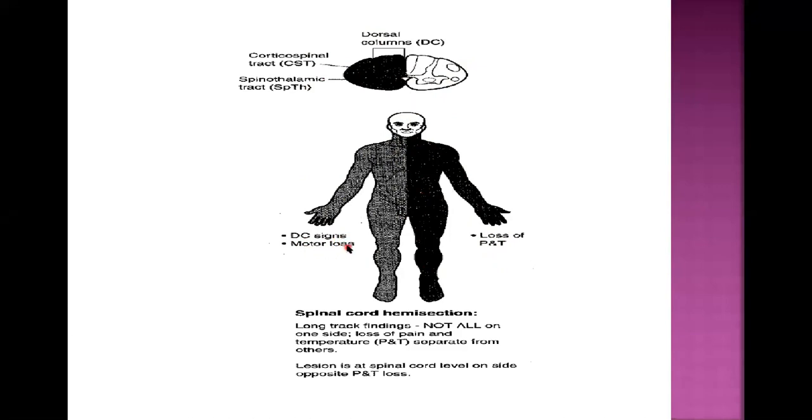Okay, so this is our first case, isn't it? The first case which I discussed today is exactly like this. On one half, there is dorsal column tract sign and the motor sign. On the other half, there is loss of pain and temperature. So this is seen in spinal cord hemisection, also known as Brown-Sequard syndrome. So this is a very, very important one.